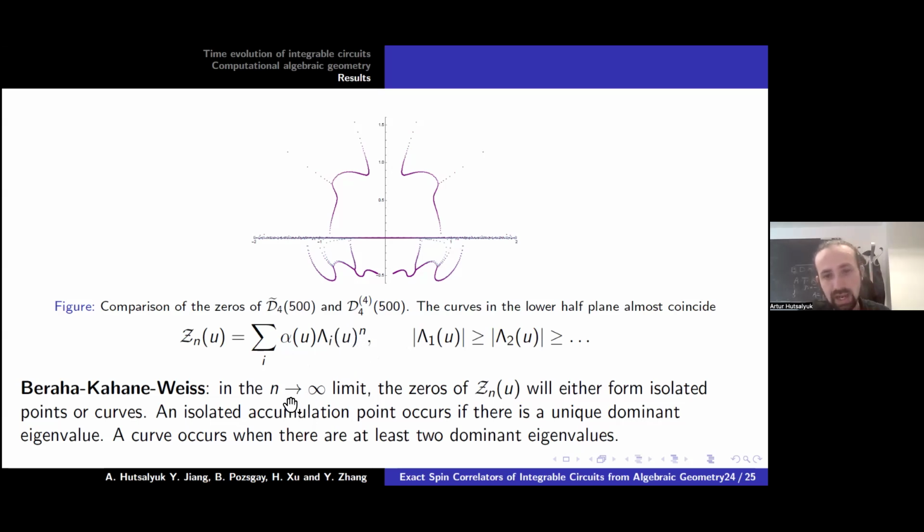Then we know that in the n equal to infinity limit, the zeros are either isolated, or condensed along curves, and the condensation of zeros along curves indeed means that there is some degeneration of these eigenvalues. So if there are a few different curves, a few coinciding eigenvalues correspond to the appearance of these condensation curves.